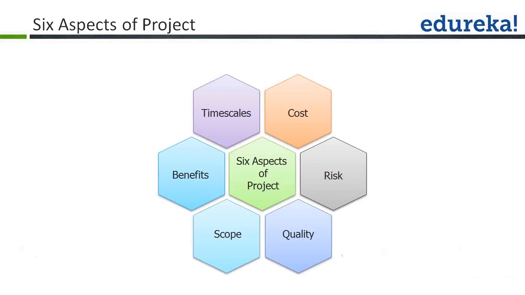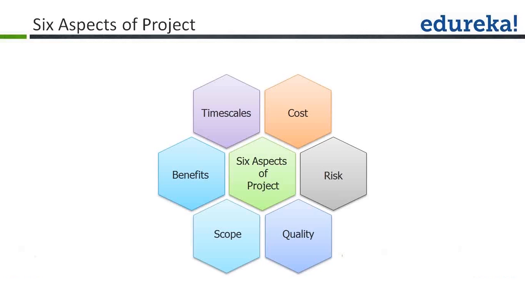Now the slide in front of you depicts the 6 aspects of a project as per PRINCE2. These 6 aspects are timescales, cost, quality, scope, benefits, and risk. In PRINCE2, the 6 aspects or variables or performance targets on which a project must focus are timescales, cost, quality, scope, benefits and risk. These 6 aspects need to be effectively managed throughout the project life cycle.